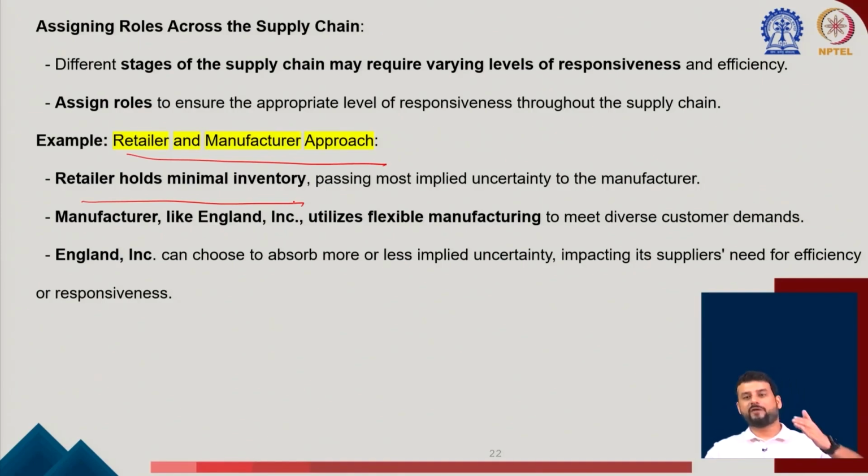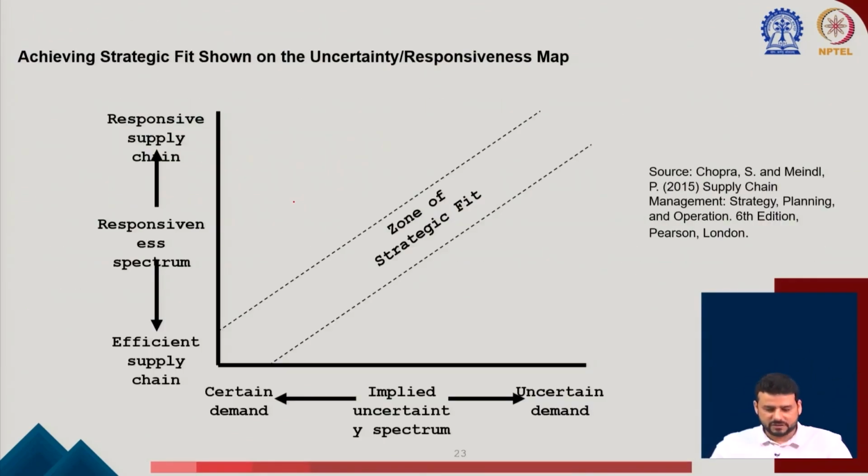On the other hand, the manufacturer and your raw material suppliers can be efficient at the same time. So there they need to be cost efficient. So this is that beautiful picture we were talking about. We were targeting that strategic zone, right? Now let's talk about certain demand.